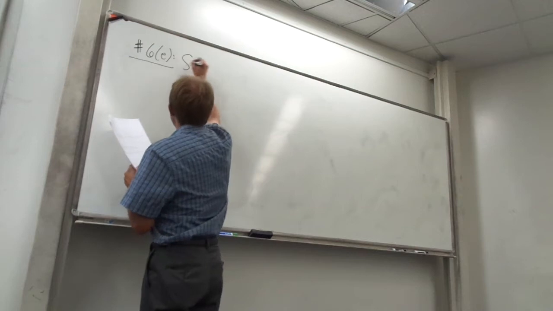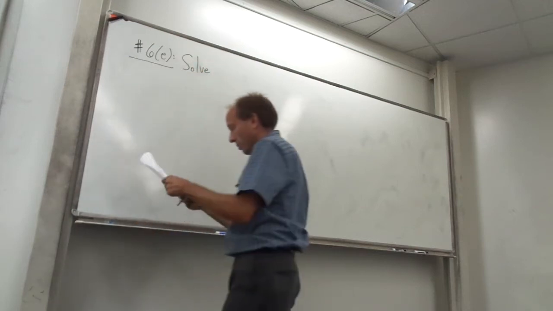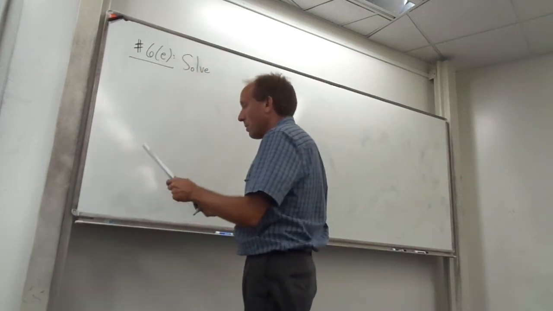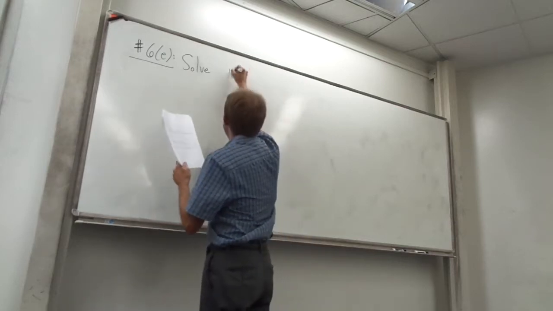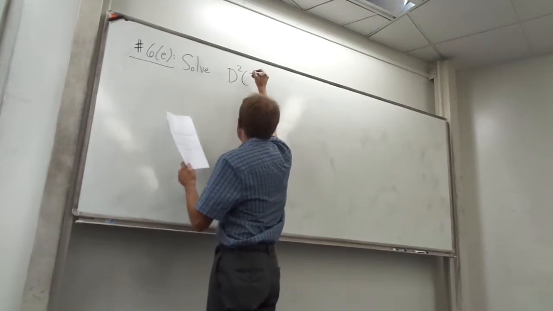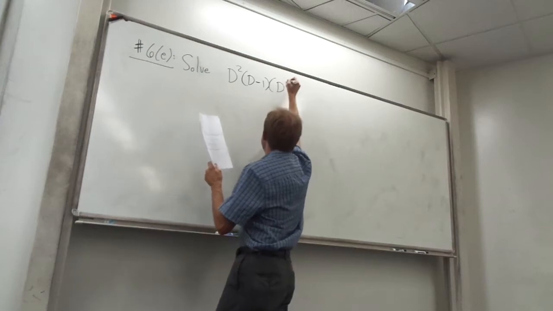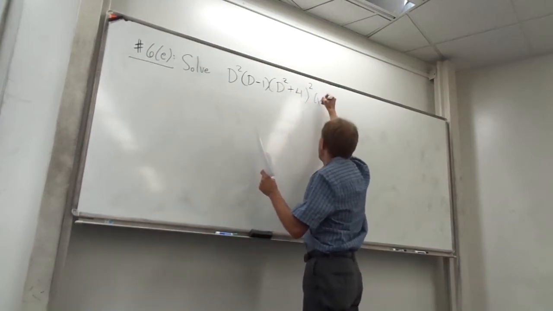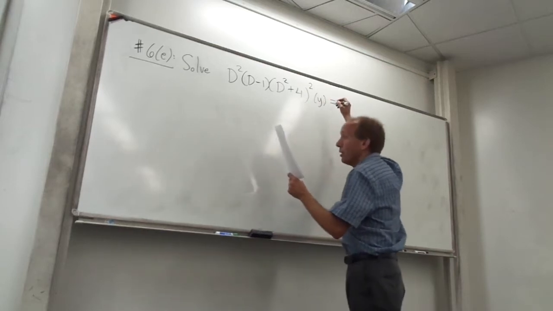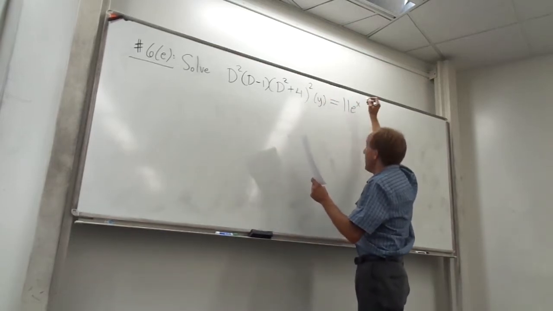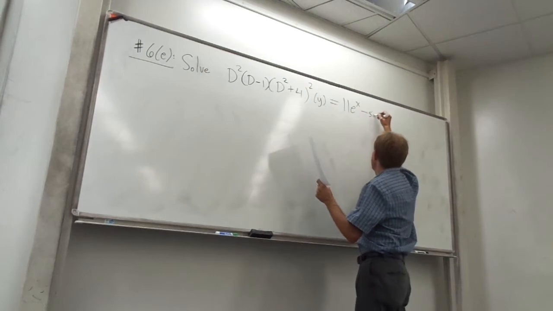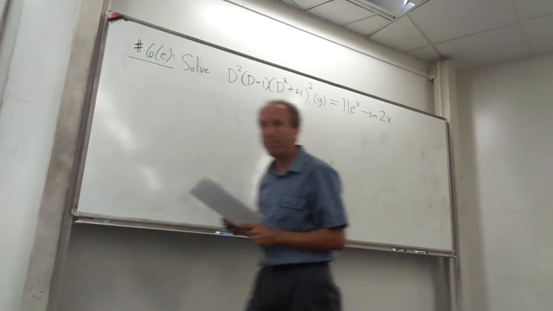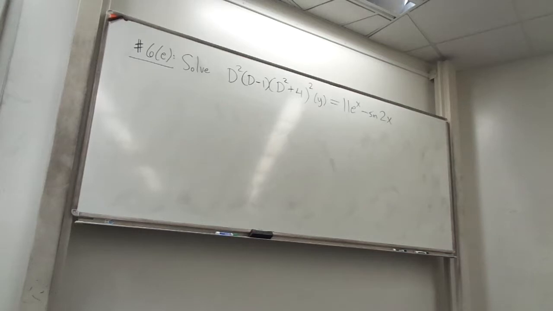So let's do 6E on the review sheet next. It just wants you to solve the following differential equation, or determine the general solution, basically. D squared times the quantity D minus 1 times D squared plus 4 squared of y equals 11 e to the x minus the sine of 2x. Okay. Let's see if we can get this one to work.